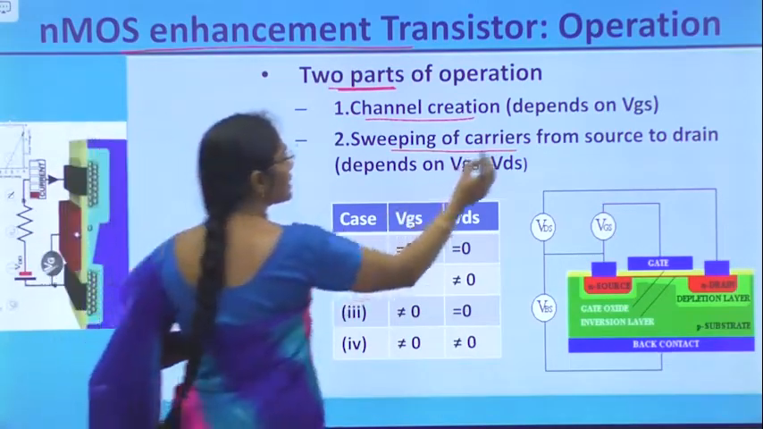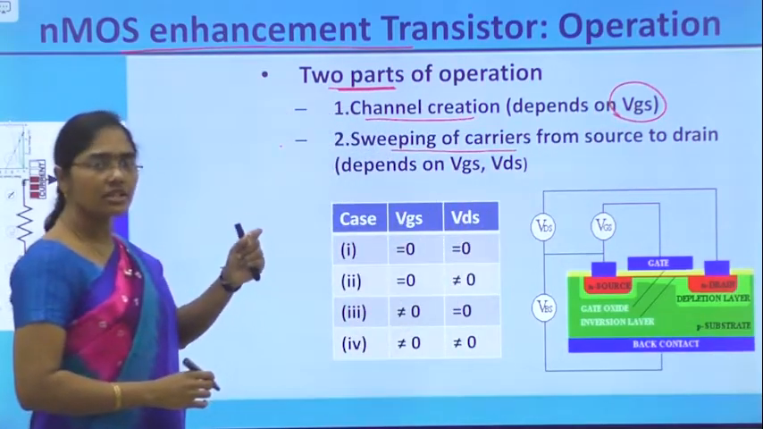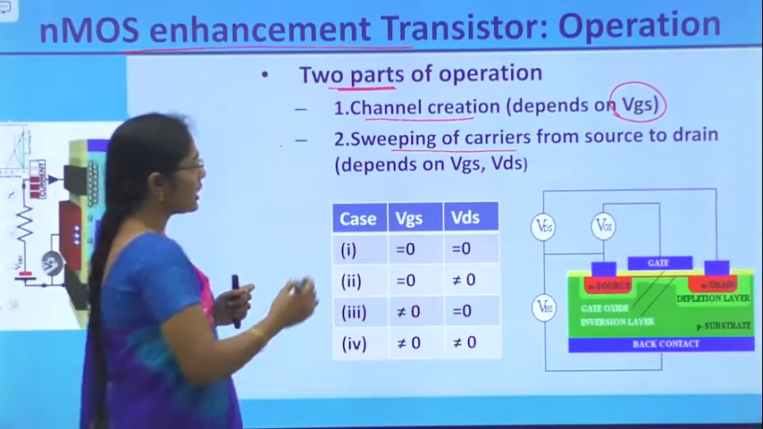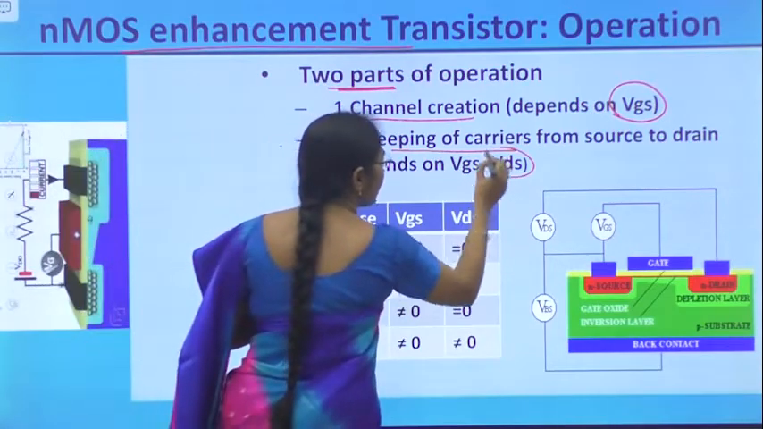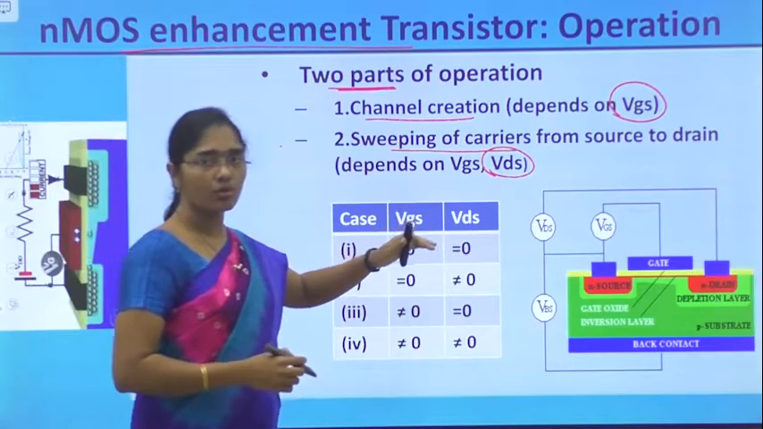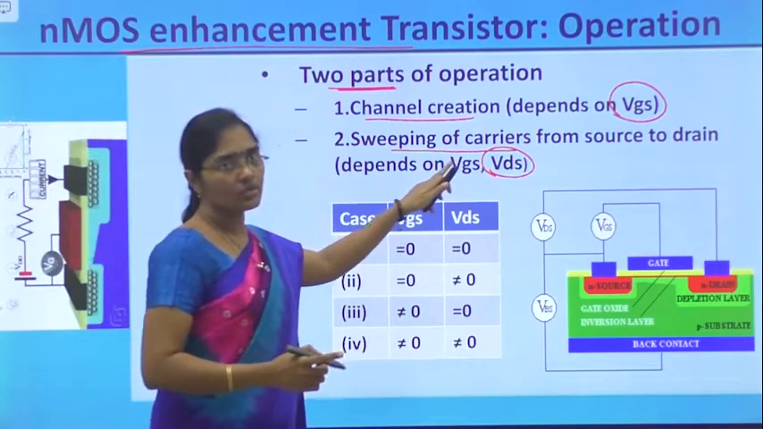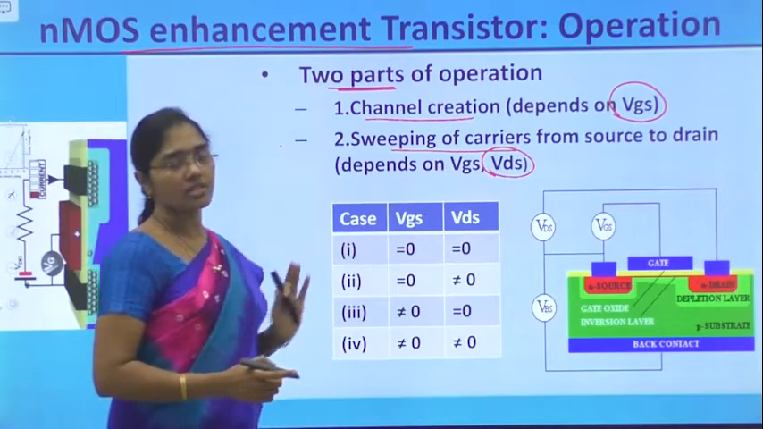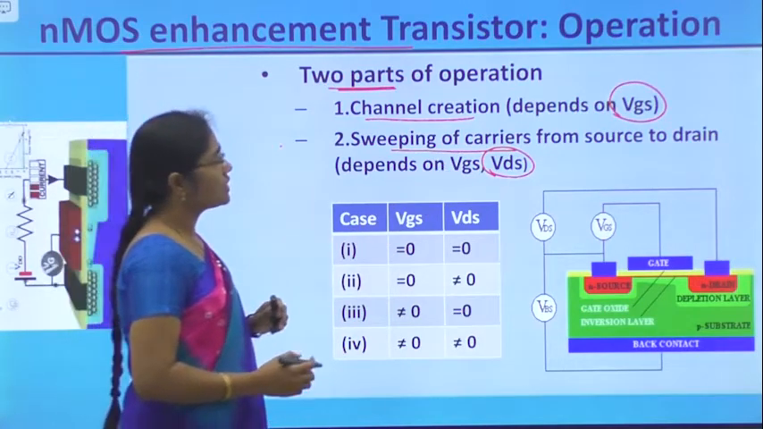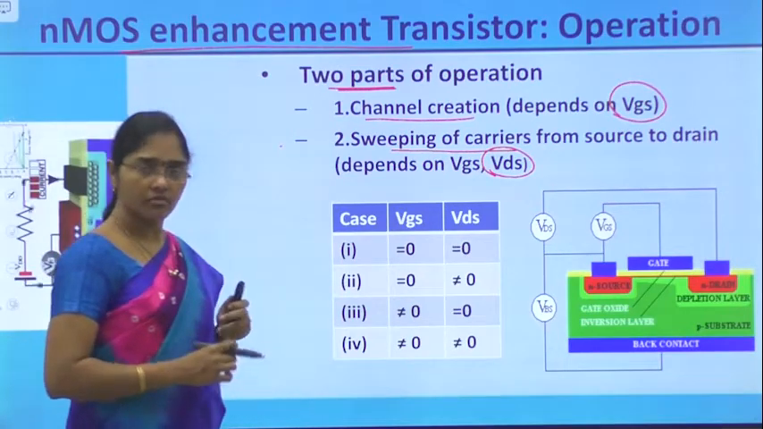Channel creation depends upon the voltage VGS, that is the potential difference between gate and source. And the carrier sweeping depends upon both VDS and VGS, that is the drain to source terminal voltage and the gate to source terminal voltage. So, depending upon the two voltages, this entire operation will happen.